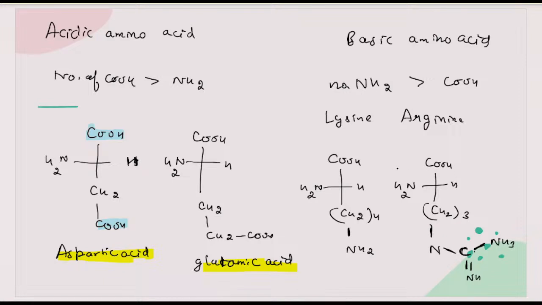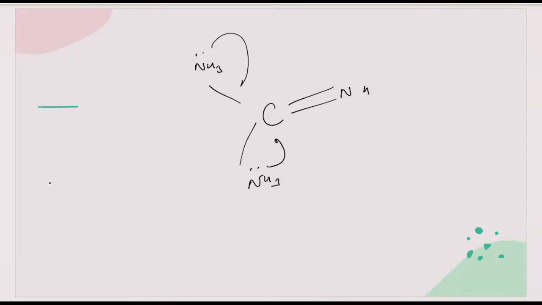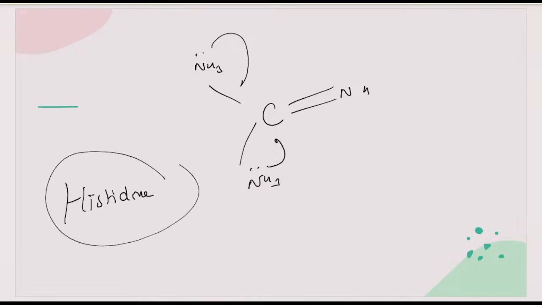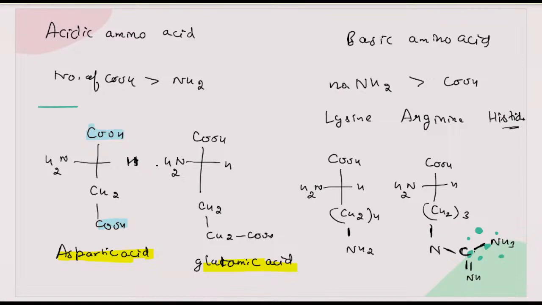So lysine and arginine, and the last one is histidine. Just remember the name of histidine. The structure is not important here. The stomach wall consists of a thing that is histidine. This is responsible for acidity in our stomach as well. So lysine and arginine, this is the next important part here.